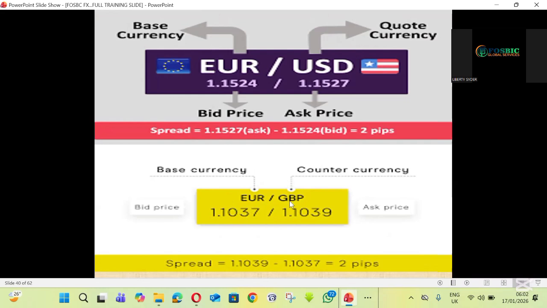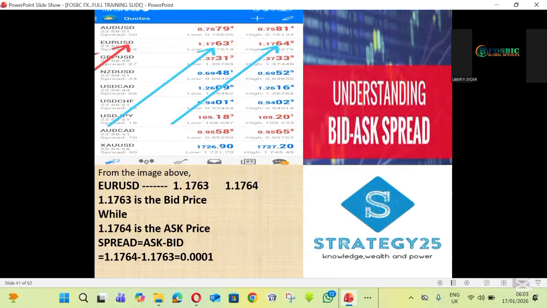The second example is EUR/GBP. Euro is the base currency, GBP is the counter currency. Remember, I told you that quote currency is also called counter currency. Of course, we know that spread is usually ask minus bid. So in this case, you can see that our ask price is 1.1039 and our bid price is 1.1037. So when you subtract that, we also get 2 pips. Now this image was extracted from the MT5.